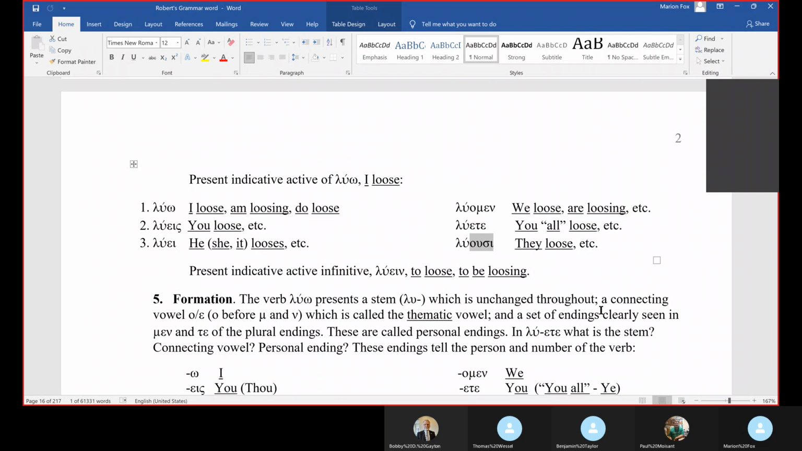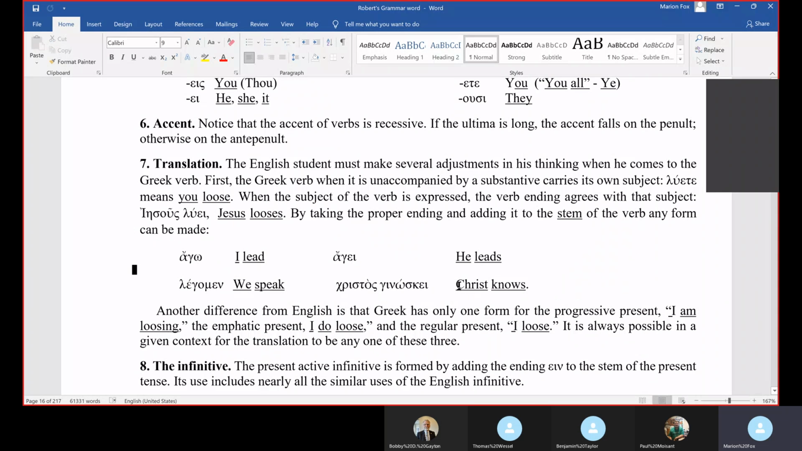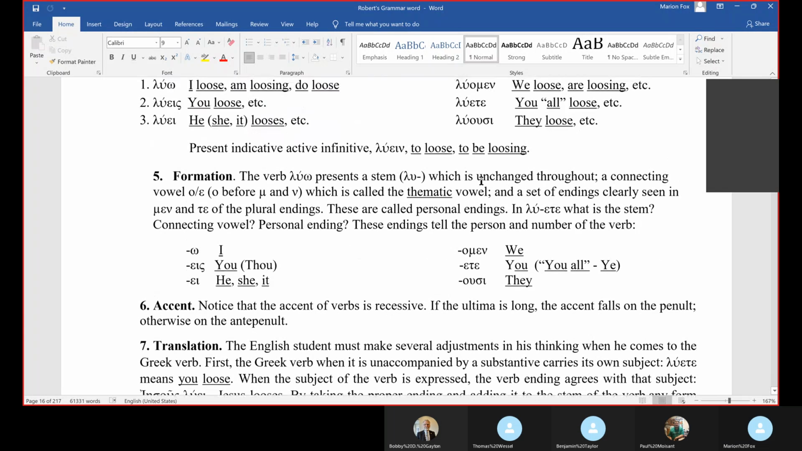Okay. Any questions so far? All right. Now we take our basic stem again. We go here, lu, and then we add the ending here, luein, epsilon iota nu. And luein is an infinitive. Present infinitive, to be loosing or to loose. Could be either. To be loosing or to loose. Are there questions?